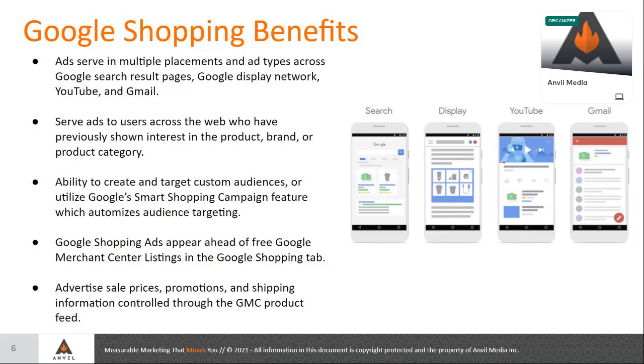You can also, within shopping ads, advertise things like sale prices, promotions, and shipping information, and that's all controlled through the Google Merchant Center product feed. This can be especially effective if you're in a product category where your retailer or your website is offering free shipping or a special promotion price that your competitors may not be offering. It can be a really big incentive for users browsing the Google Shopping tab if they see a product that's on sale or offering free shipping compared to competitors that might not be offering the same incentives.